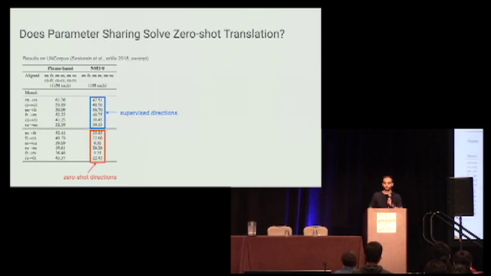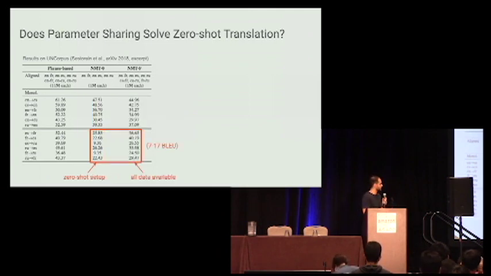So does this actually solve the zero-shot problem? Well, looking at the results on some public data sets from recent papers, we see that the results are not zeros on the zero-shot directions. There is some performance, but there is a discrepancy between the two. The results are significantly worse than what can be achieved on the supervised directions. And if we cheat and actually add back the missing links in the graph and the data for these links, we would see that the model would improve by 7 to 17 BLEU points.